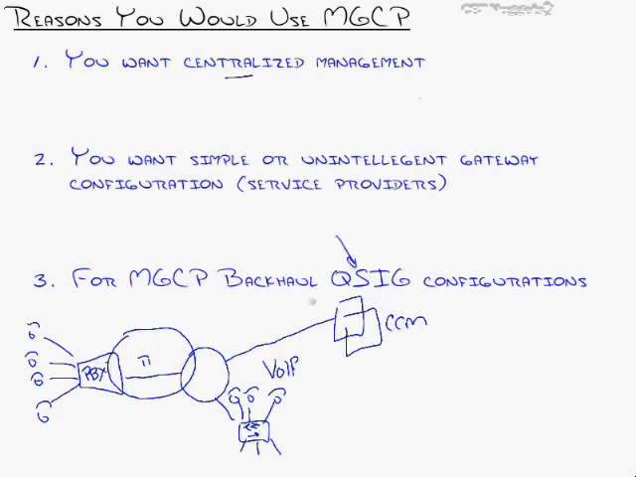QSIG stands for Q signaling. It's not a fancy acronym. It's just Q signaling. Nobody knows what Q really stands for. It's a generic signaling standard that PBX vendors came up with so that their PBXs could interoperate.